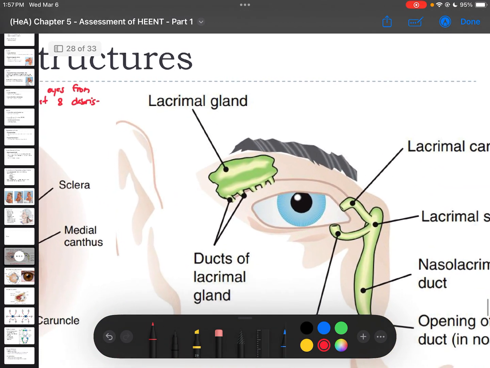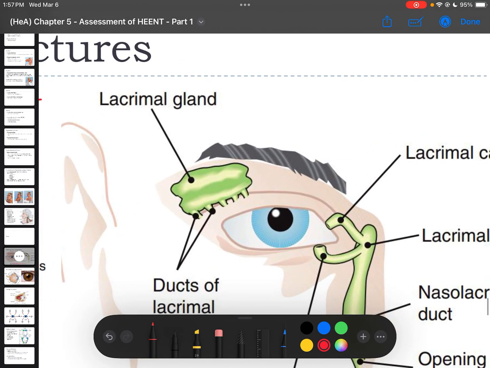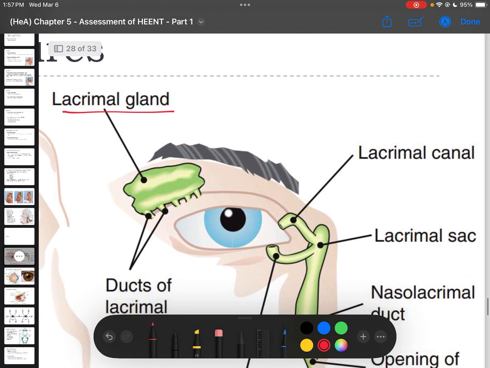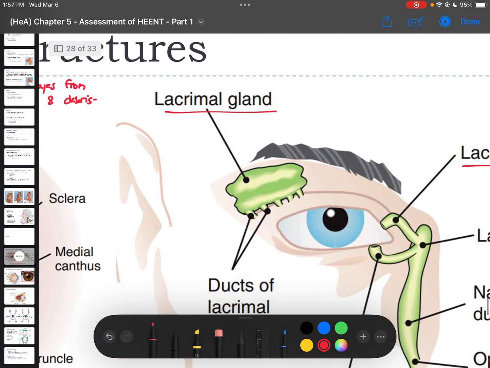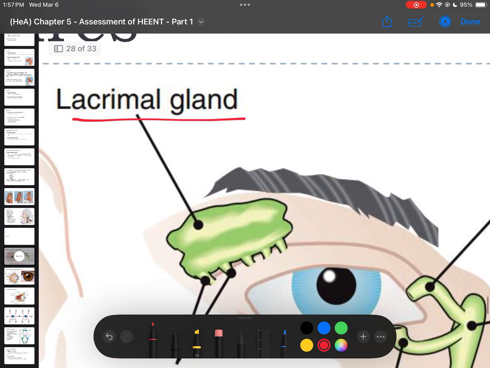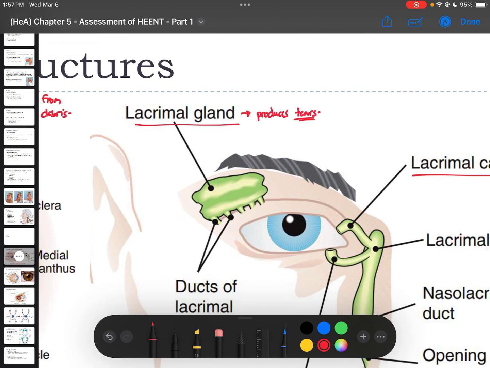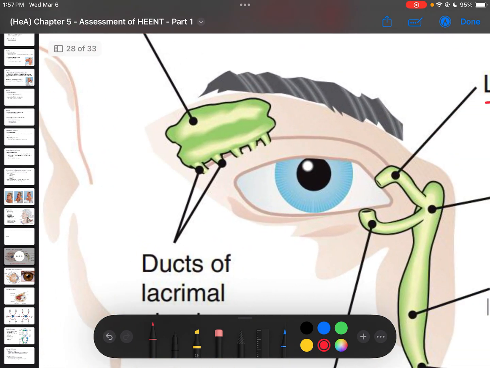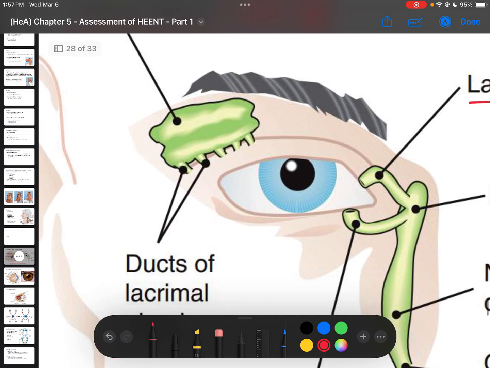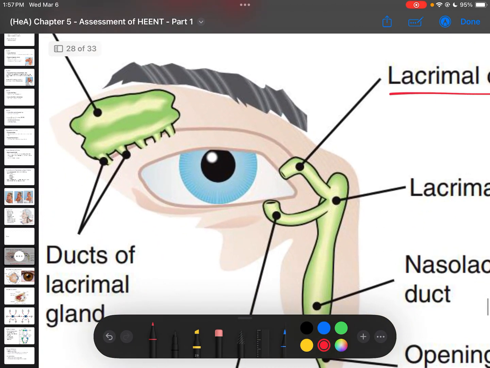And lastly, among our external eye structures is our lacrimal gland and our lacrimal canal. Our lacrimal gland is the gland that produces our tears. It is the one that produces tears. Normally, the tears will come out here and spread over the eyes to lubricate the eyes.